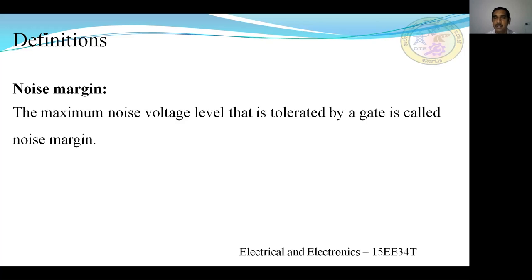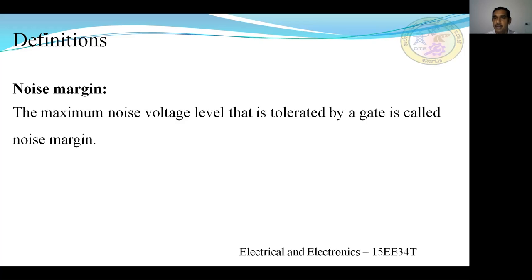Noise is basically a distorted sine wave. The sine wave will not be proper, so there will be distortion in the sine wave. The noise may be due to many reasons, maybe the connecting wires or some interference. So the noise voltage level induced in the circuit should not cross some limit. That limit, we will call it a margin. Once it crosses that margin, your output will not be the desirable one.